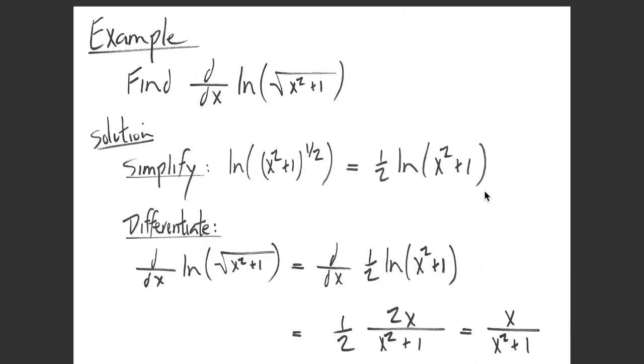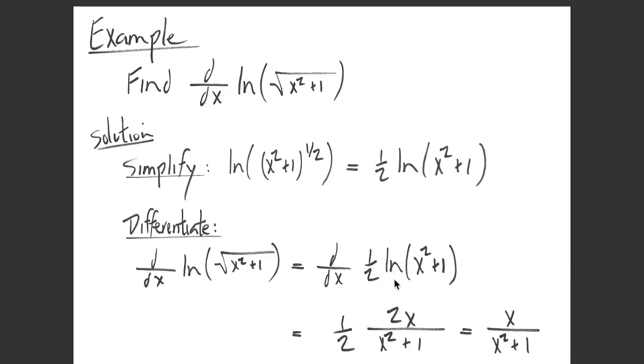That's one of the properties of the natural log that we saw a few videos ago. Once you've got it simplified, it's quite a bit easier actually to take the derivative. The derivative of our guy is the derivative of the simplified version of our guy, and that's just 1/2 times the derivative of natural log of x squared plus 1.